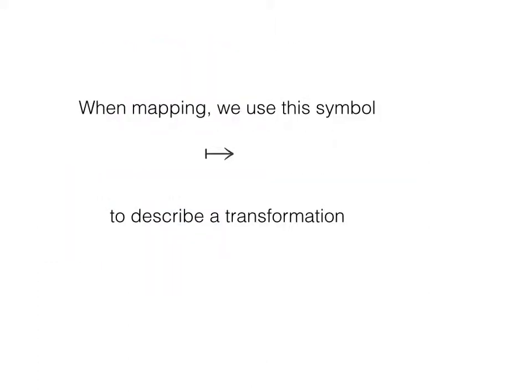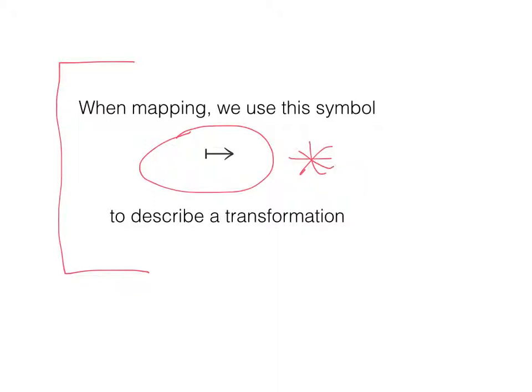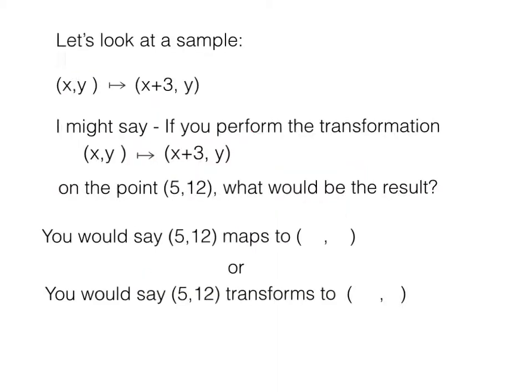We talk in transformations about mapping an original symbol or an original image to a new image. We are going to use this arrow right here for mapping or transforming a figure. Copy this entire section into your notes so that you know what this symbol stands for. So let's look at an example.